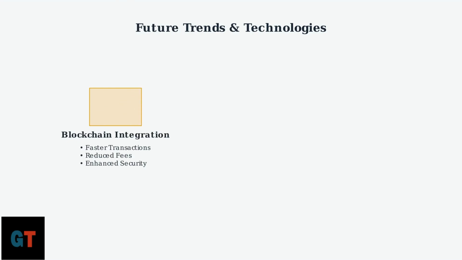The payment industry is rapidly evolving with emerging technologies that promise to revolutionize how we handle financial transactions. These innovations focus on speed, security, and user experience. Blockchain technology is being integrated into payment systems to provide faster, more secure, and cost-effective transactions. Major companies like Visa and PayPal are already implementing blockchain solutions.